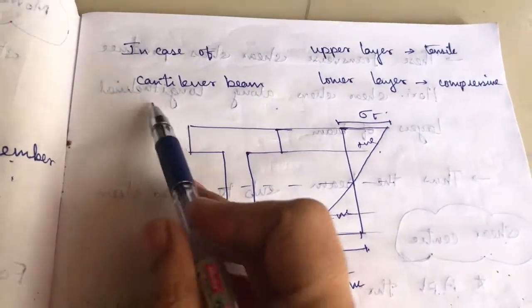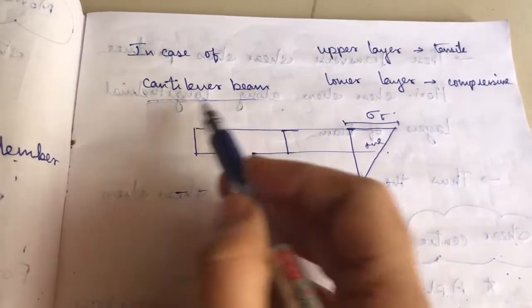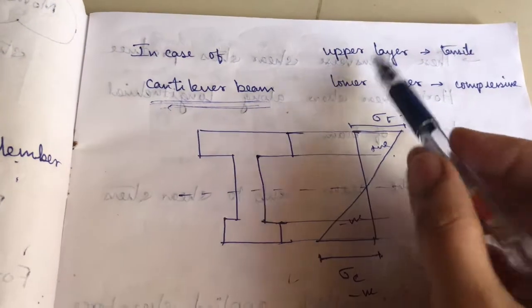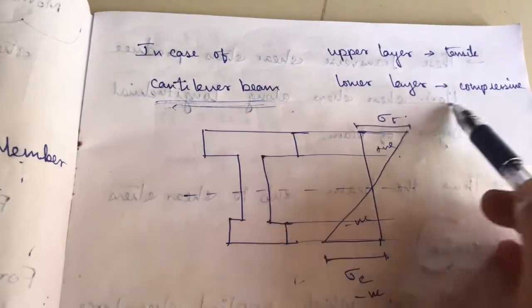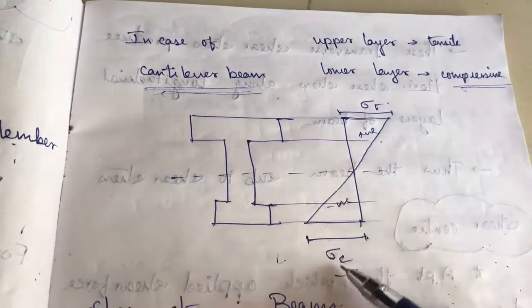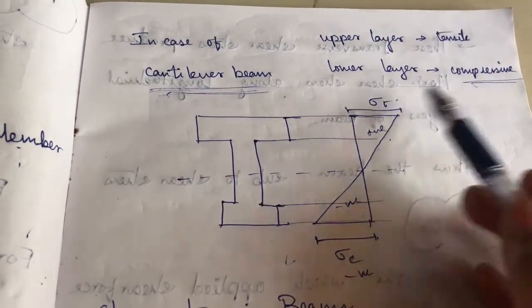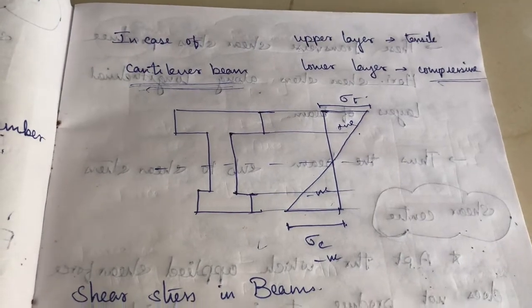In the case of a cantilever beam, because we have seen in the summer cantilever beam, the top layer, that is the upper layer, will be tension and the lower layer will be compression. So likewise it will be compression here and it will be tension here, okay.